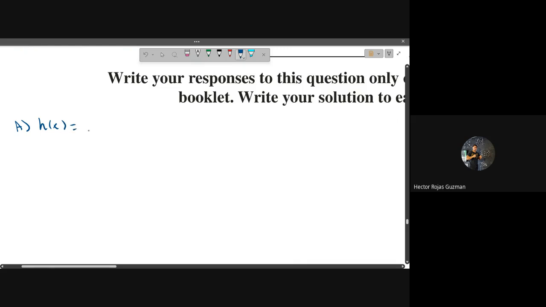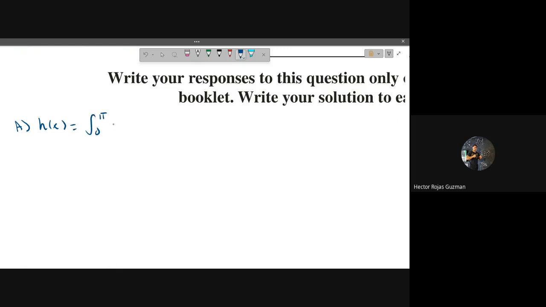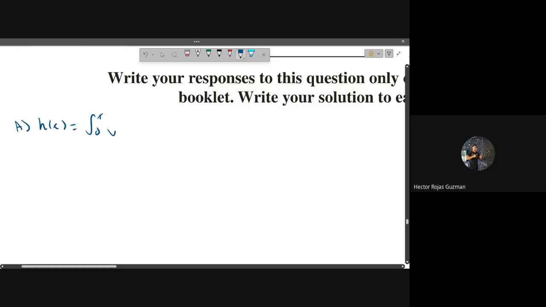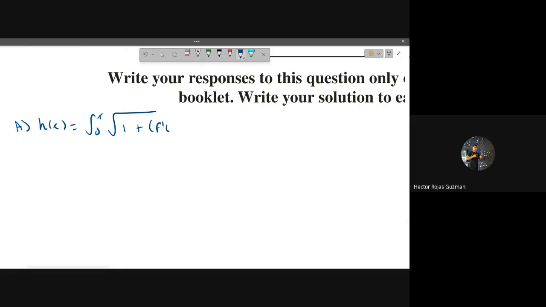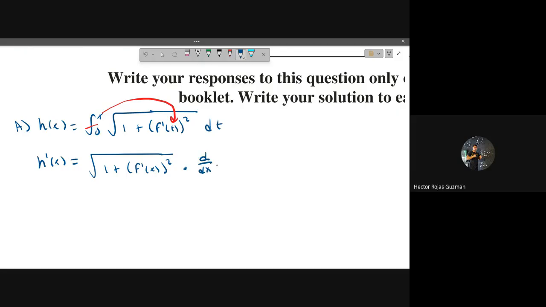Well, if h of x is going to be the integral from 0 to pi, no, I'm looking at the wrong one. It's the integral from 0 to x of the square root of 1 plus f prime of t squared dt. We're going to have to apply the fundamental theorem of calculus, where if you derive an integral, you cancel it out, and then you plug in the variable, right? So now we have f prime of x squared. Technically, the chain rule always applies, right? You're always multiplying times the derivative of the limit of integration.